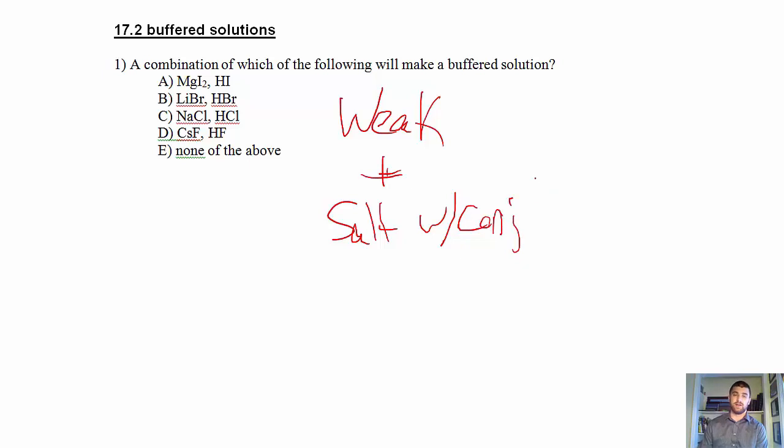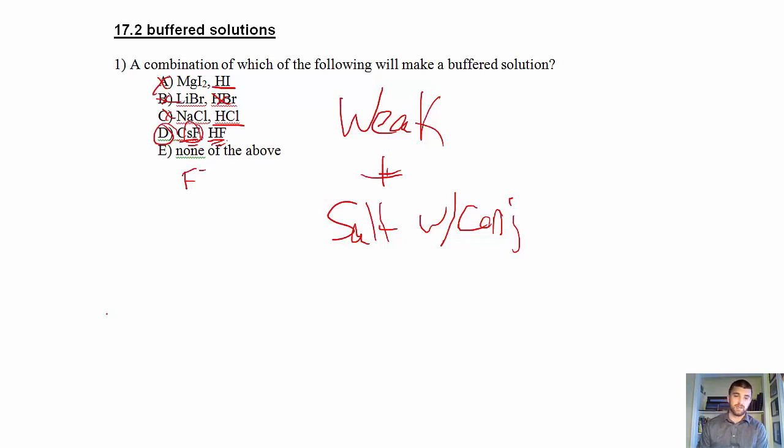So if we take a look at our options, well, HI is a strong acid and its conjugate. Nope, we want a weak something. Weak acid or base. HBr, strong acid, not going to do it for us. HCl, strong acid, not going to do this. But if we look here, HF is a weak acid and we got its conjugate base pair with the fluoride ion there. So D will help us.